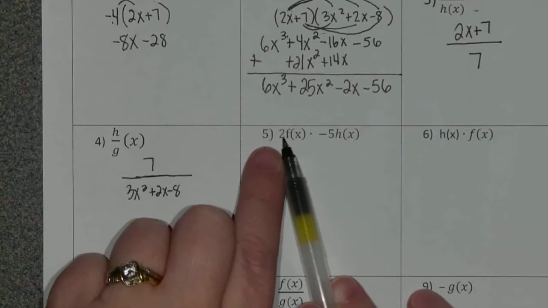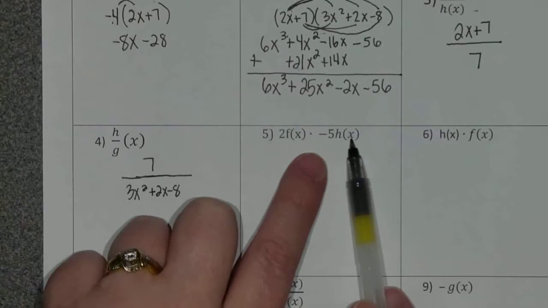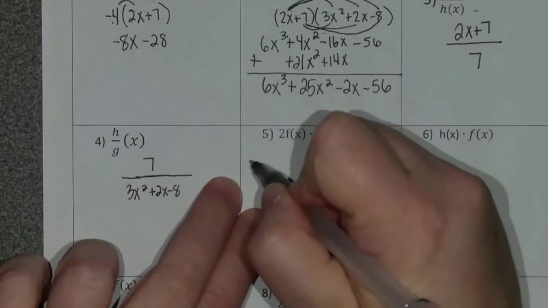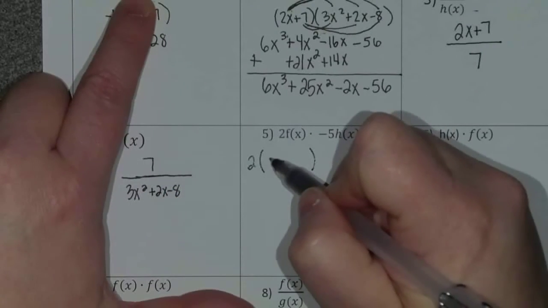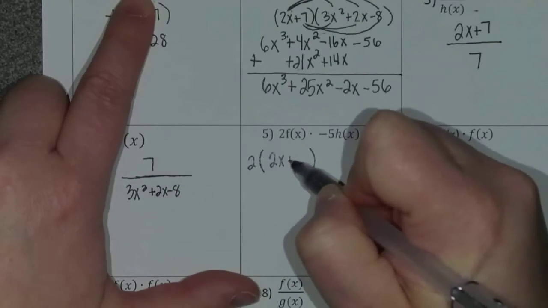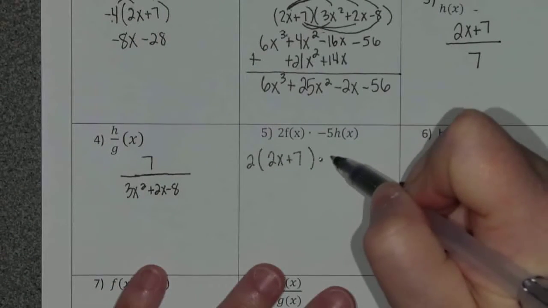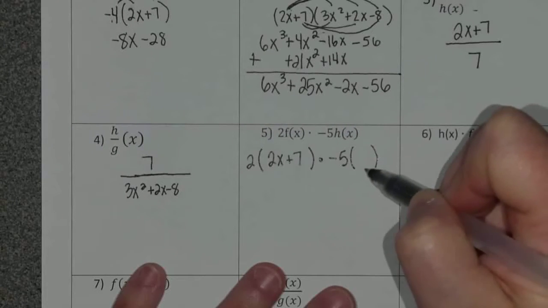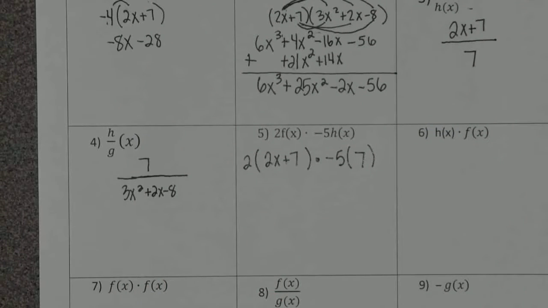All right, this one's a little bit harder. 2 times f of x times negative 5 times h of x. So let's do these separately, and then we'll multiply it together. What's 2 times f of x? It's going to be 2 times 2x plus 7, right? And then I have to times that by negative 5 times h of x, but my h of x is the number 7. So this isn't going to be too bad after all, is it?